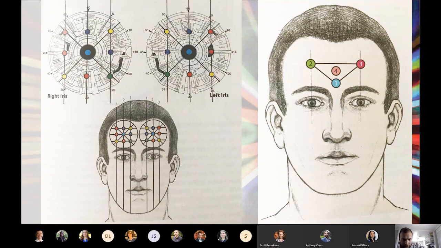These are just other pictures from one of Mandel's books, taking some of these things to the next level. But you'll see the colored points on different parts of the body. It's extensive. It blows my mind.